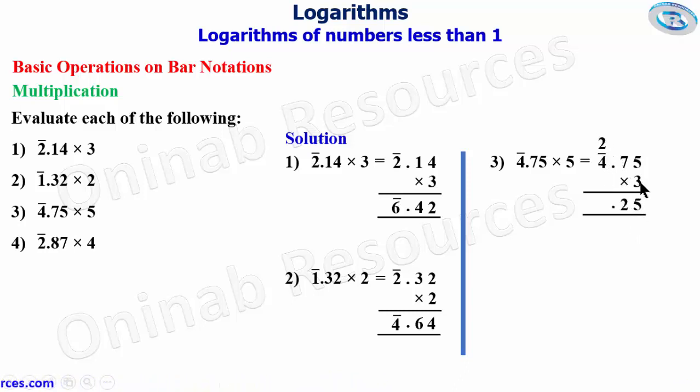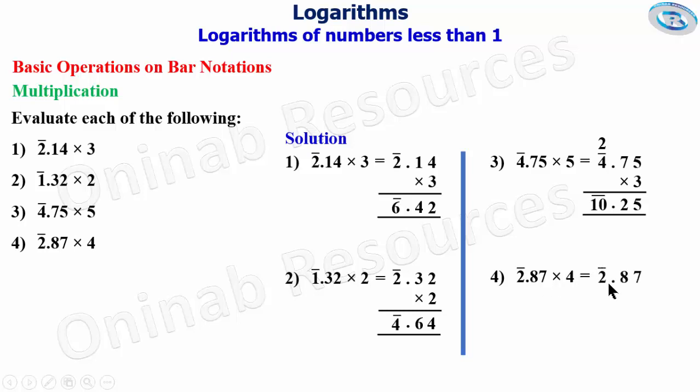So place our point. 3 times bar 4 gives bar 12. And bar 12 plus 2 gives bar 10. That's minus 12 plus 2 gives minus 10, which is written here as bar 10. And that's all for problem 3. We go to problem 4.